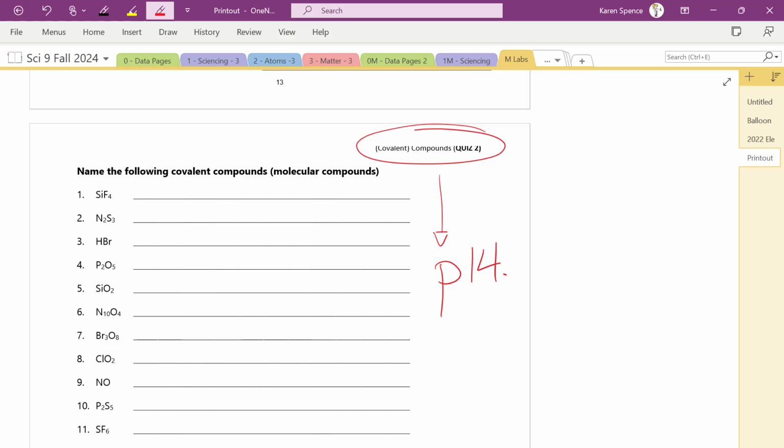So the second word always moves. Okay. Yeah. But we dropped the A before the oxide. Okay, so that's.